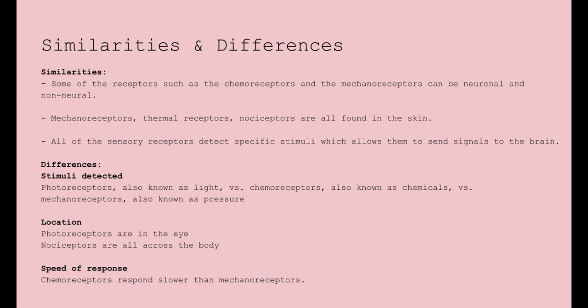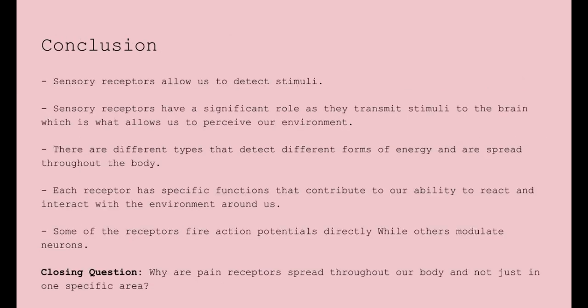To add on to this, some receptors actually respond faster than others. For example, chemoreceptors respond slower than mechanoreceptors. This is because chemoreceptors, which involve taste and smell, take a longer time to detect the stimuli and send the signals to our brain than mechanoreceptors, which respond to touch, which we feel really quickly.